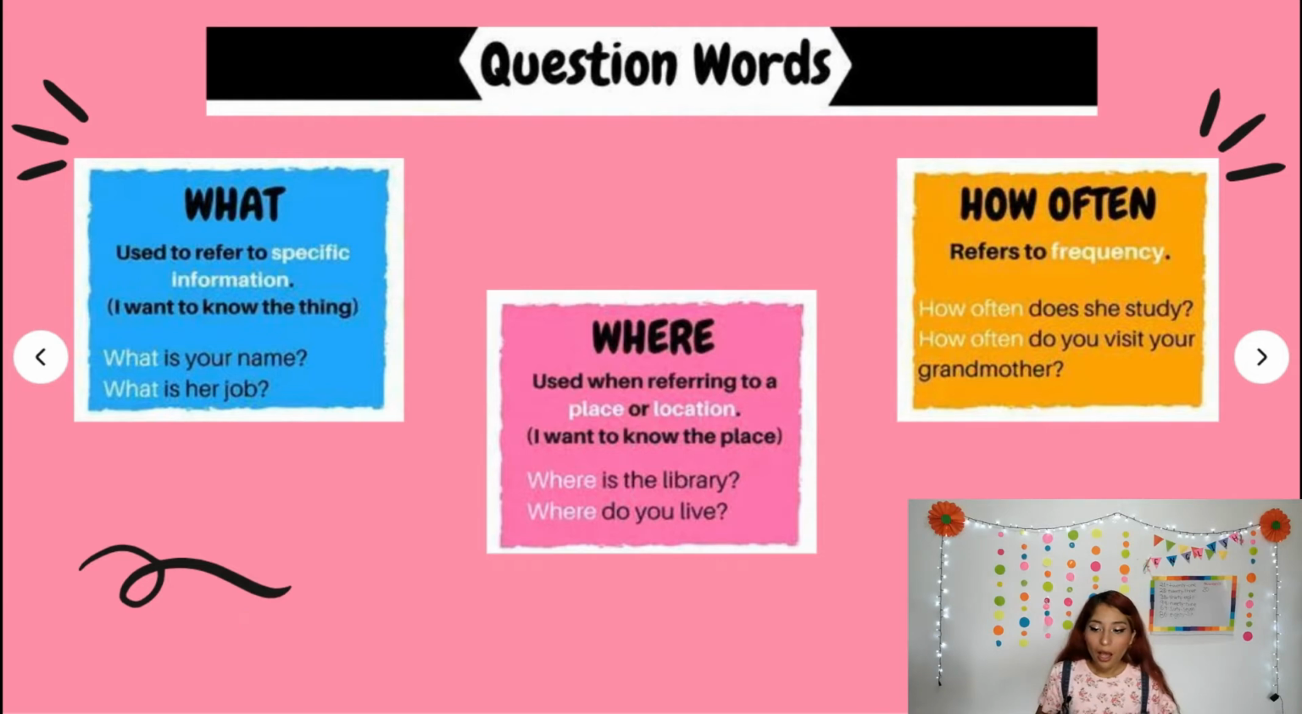Let's go back. What is used when we are referring to specific information. I want to know the thing. I want to know some information. Where is used referring to a place or location. I want to know the place. How often refers to frequency. How often does she study?